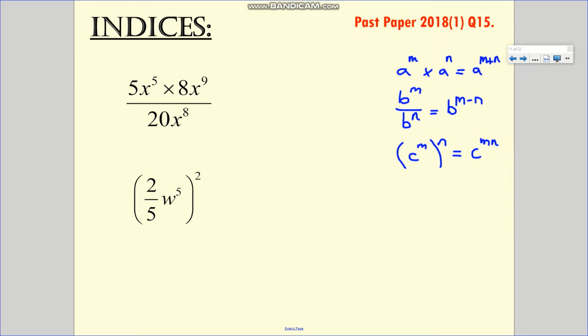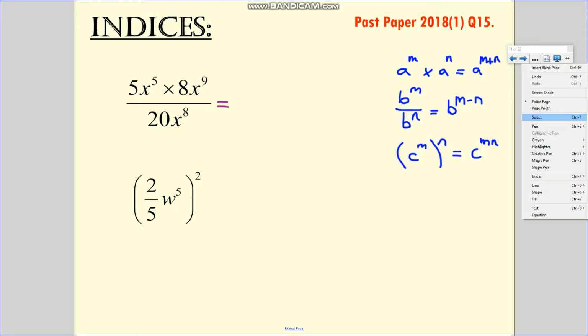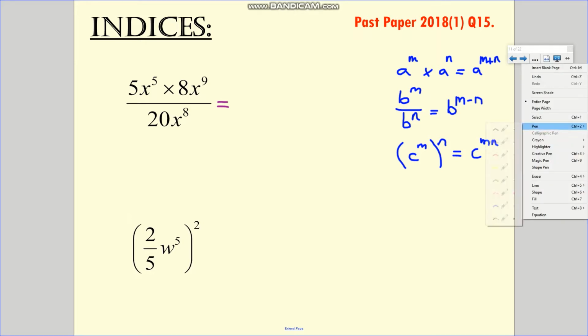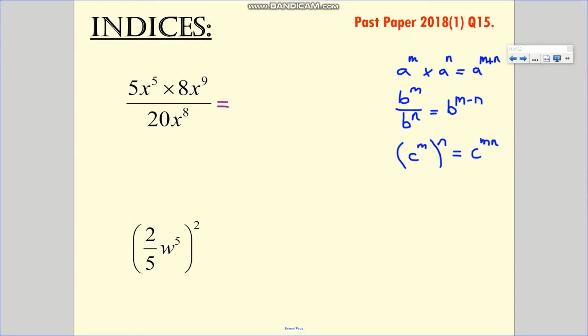Okay, so for this first one here, what I'm going to do first of all is perform the calculation on the top half of this fraction. Alright, so 5x to the power of 5 times 8x to the power of 9. I'm going to leave the bottom half of the fraction alone for now. So I'll just rewrite that, 20x to the power of 8. Alright, that will come into our calculation a little later on.